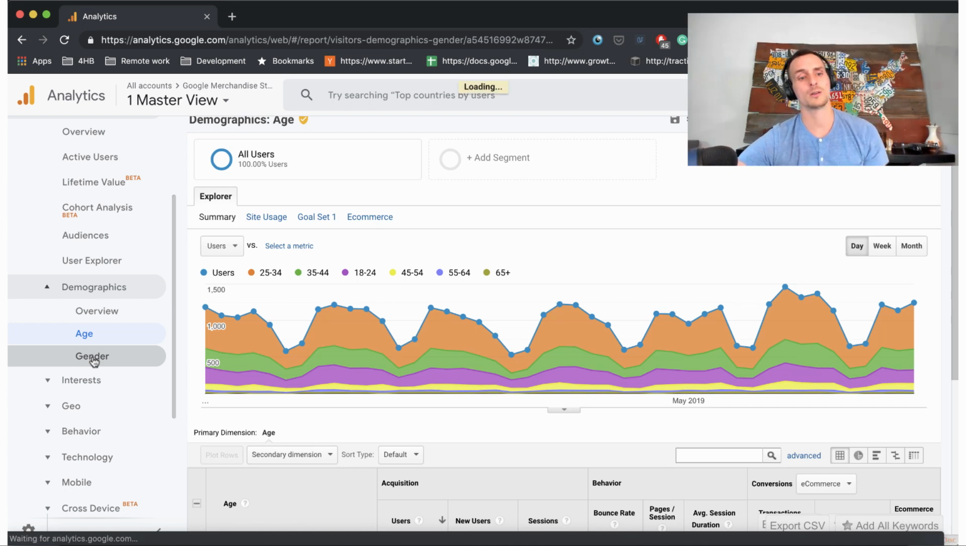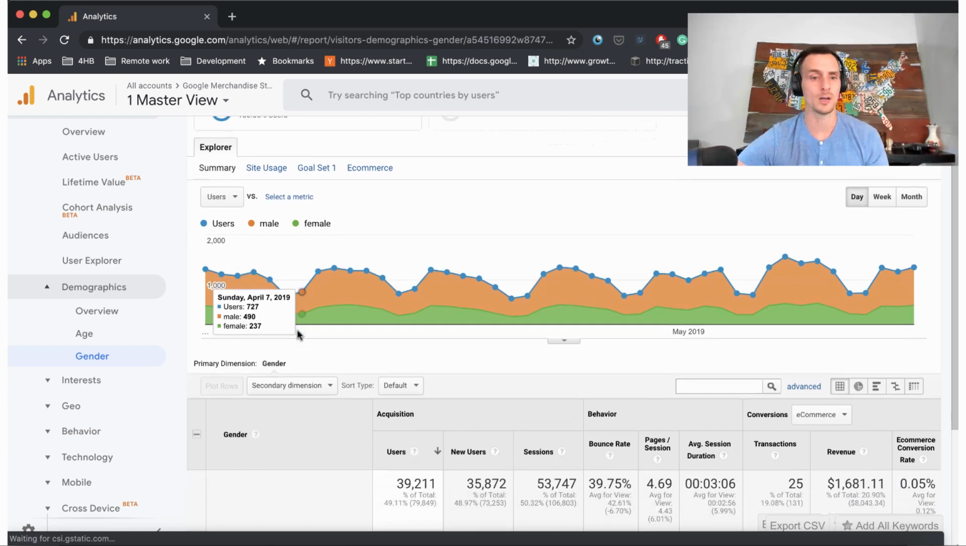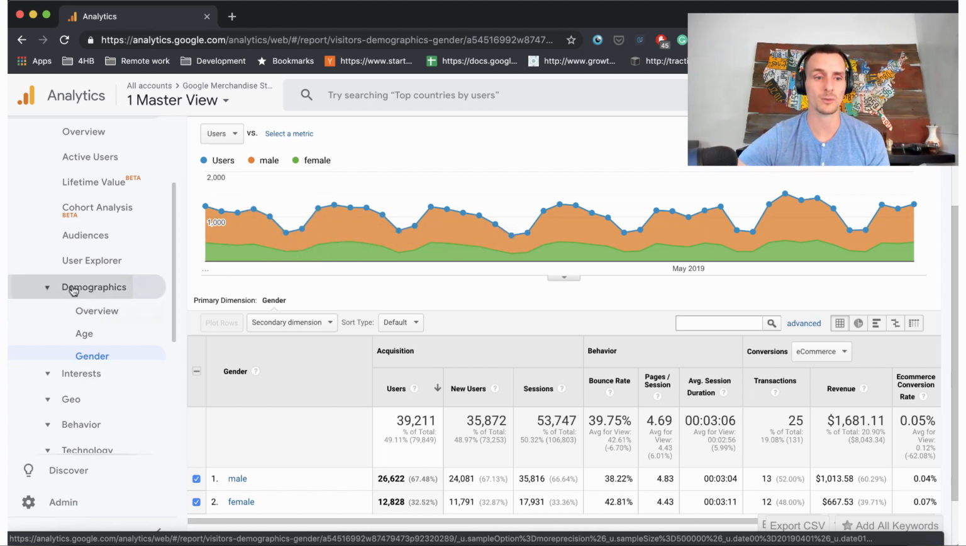As well, you can look at it by gender. So male versus female. We can understand if this skews to a specific demographic and either find opportunity in one or continue to market more heavily towards another, depending upon what sort of data is being provided to us.